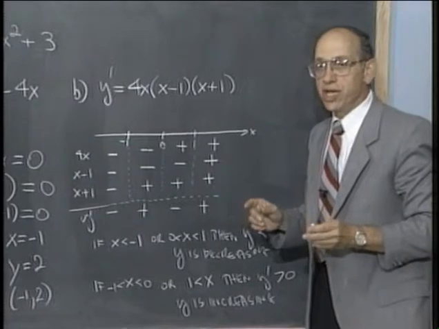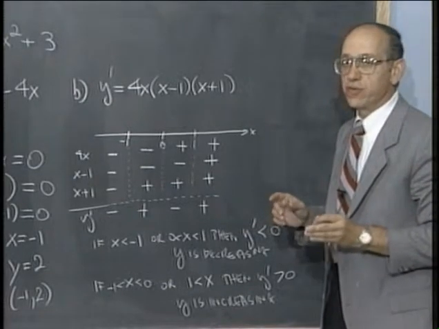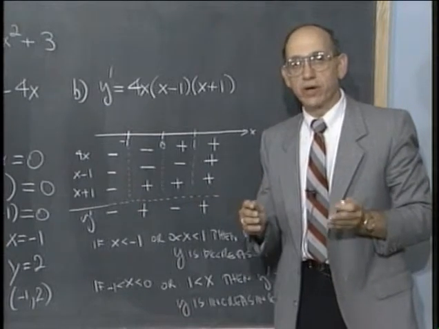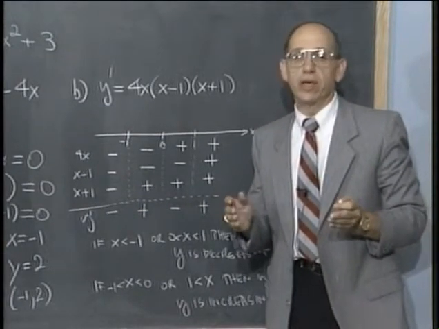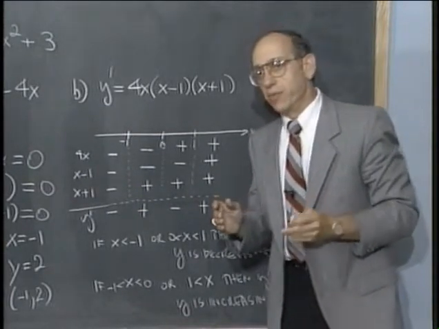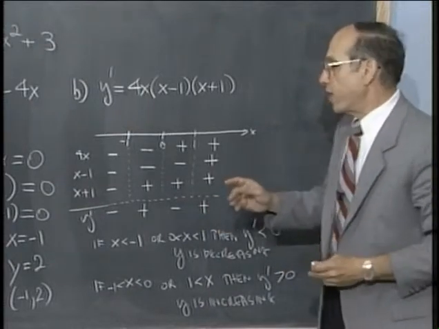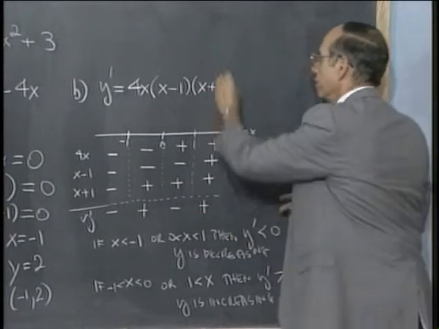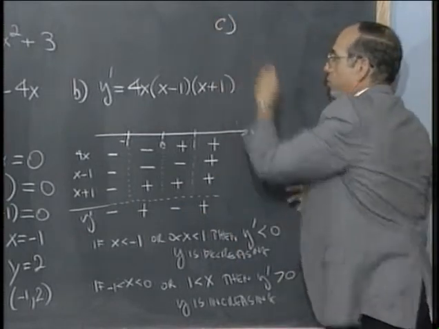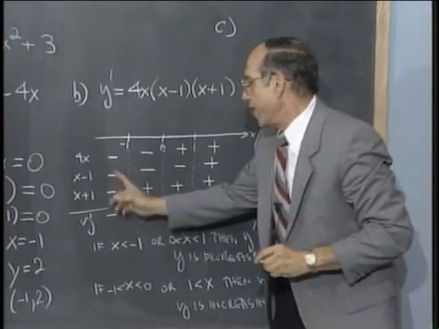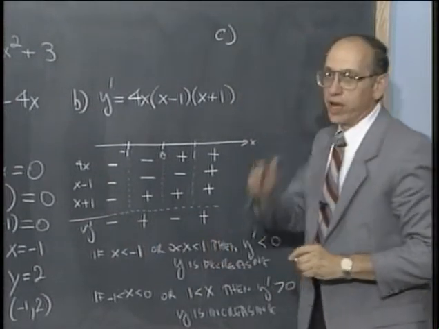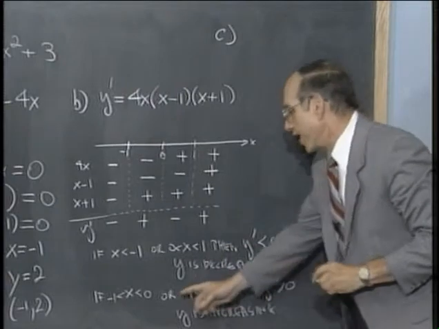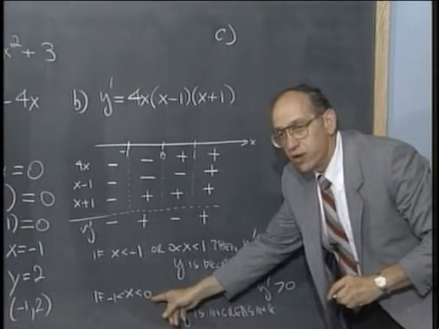But Part C asks us for one more piece of information, and that is, what are the relative maximum and relative minimum values of y? Well, let's see. Moving from left to right along this graph, we have the following information. If x is less than minus 1, y is decreasing. That means it's going down. On the other hand, if x is between minus 1 and 0, it's increasing.